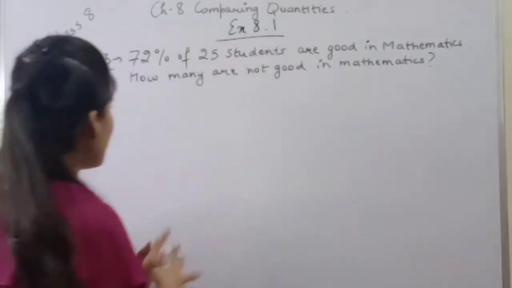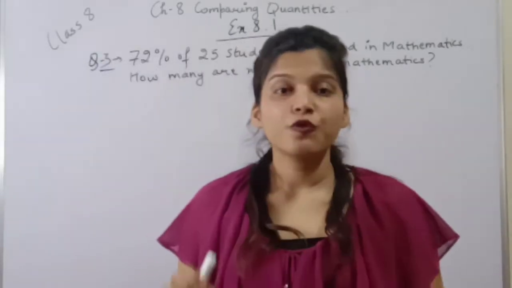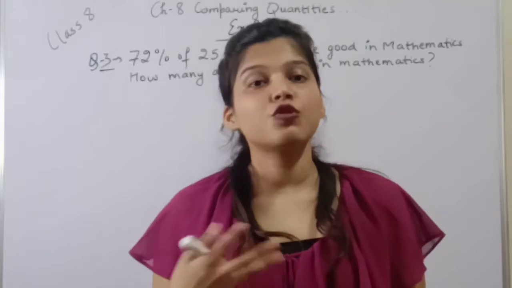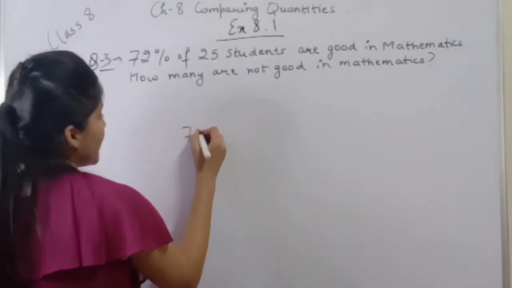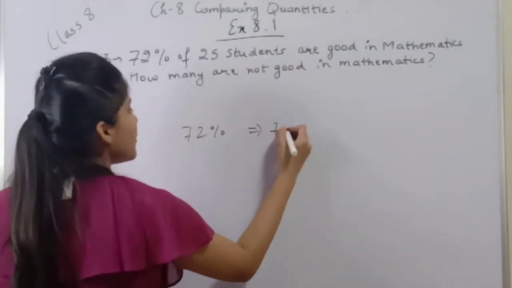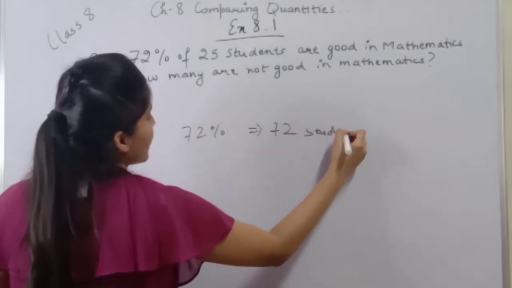Now 72% of 25. 72% doesn't mean that 72 नंबर है. 72% का मतलब ये नहीं है कि 72 स्टूडेंट्स हैं ये. ओके, this is wrong.